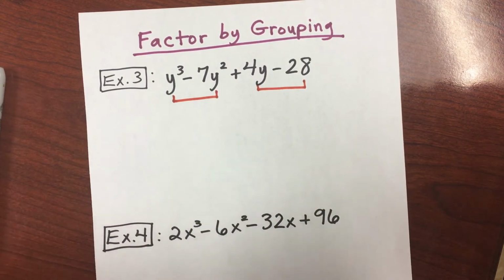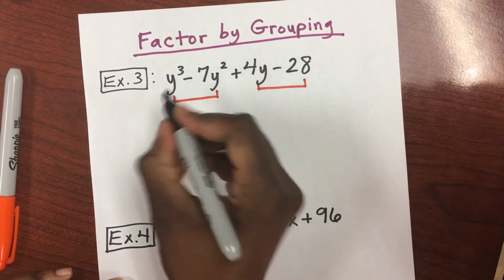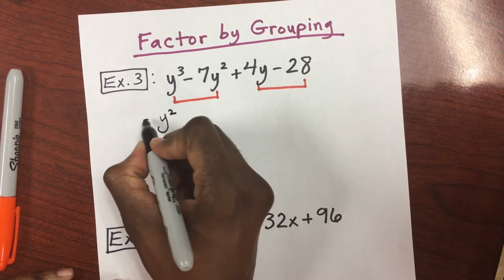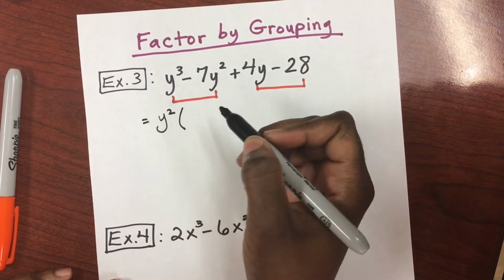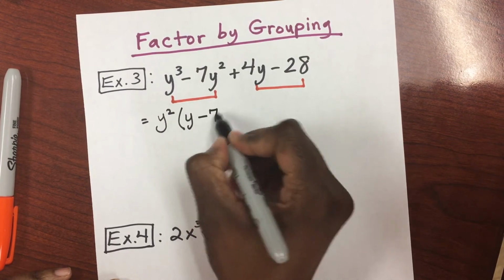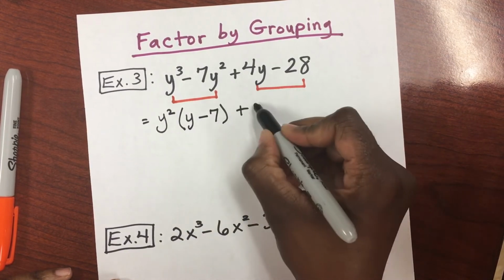We're going to factor again, two terms at a time. What do they have in common? Well, we factor out y squared. What do we have left? Y minus 7. Plus, we factor out 4.